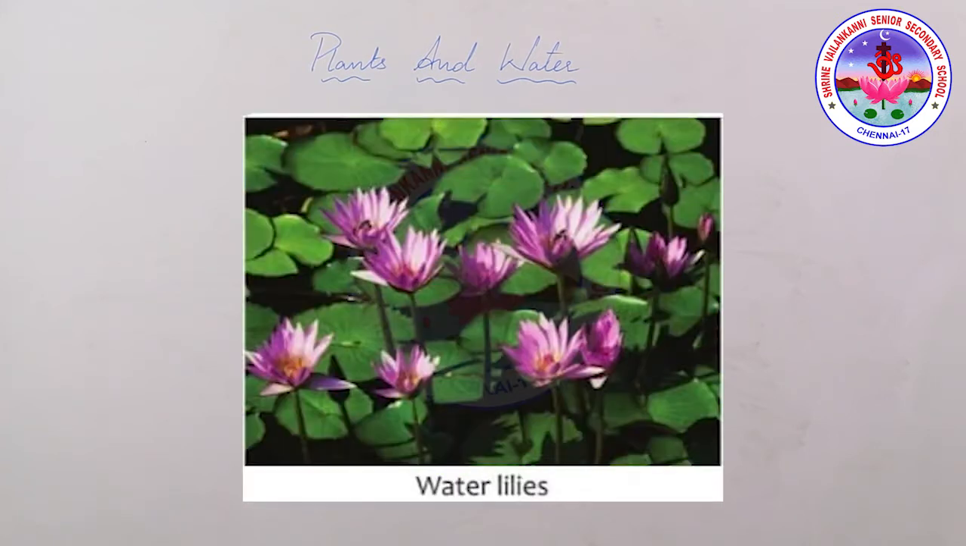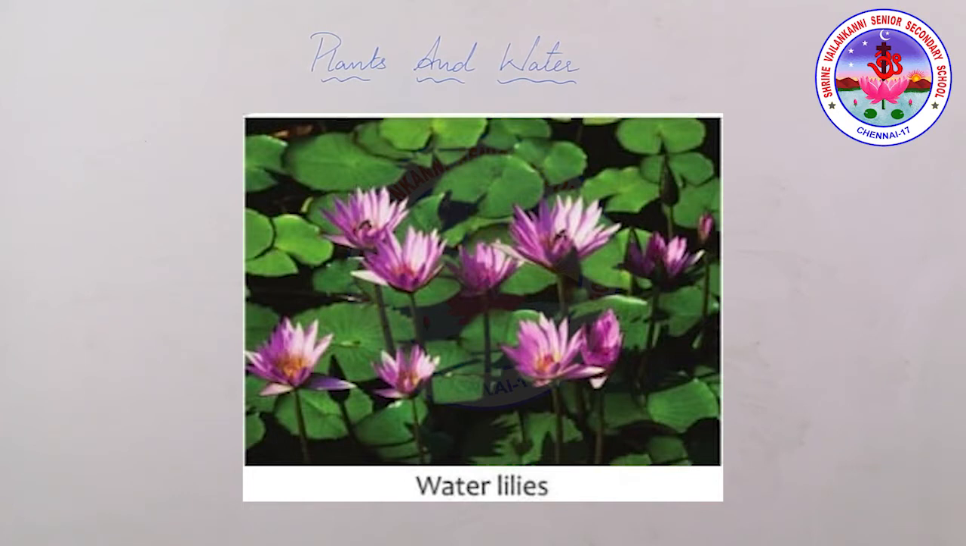And the special thing about these floating plants is that the stomata are located on the upper surface of the leaves, and this helps them to take in the air. And the stems are very flexible. They bend with the flow of the water, and that's why the roots and the stem will not get damaged by the strong water current.